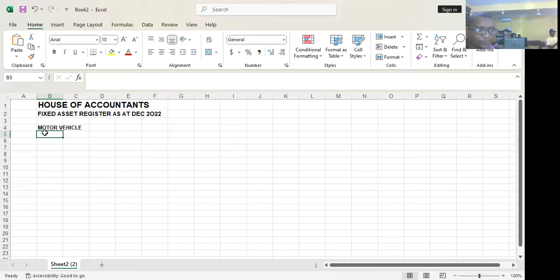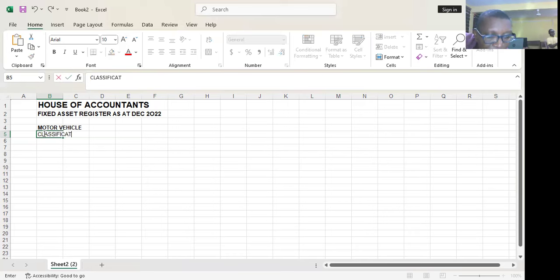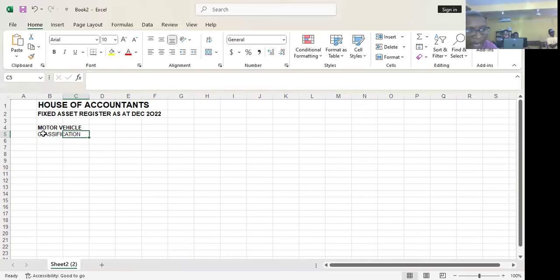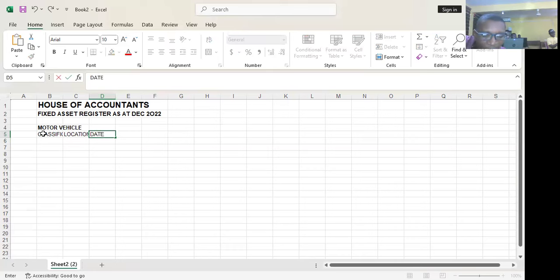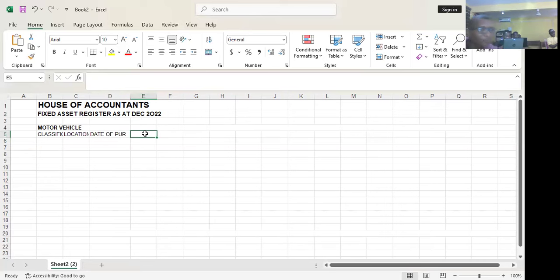So for motor vehicle, we will have class, classification. After classification, we can have what we call cost. Or before cost, we can have location. After location, we can have dates of purchase.